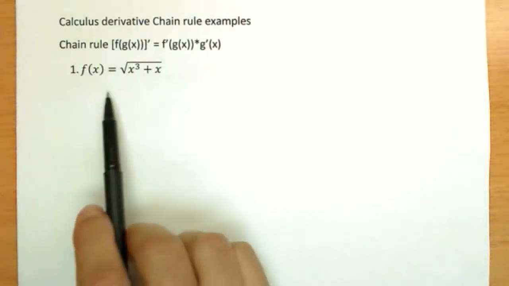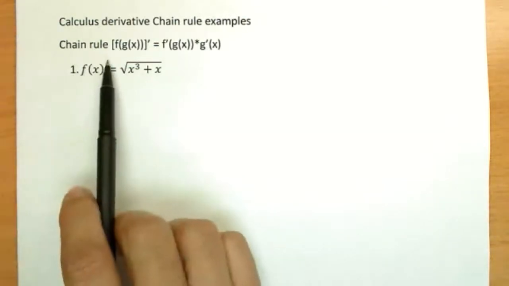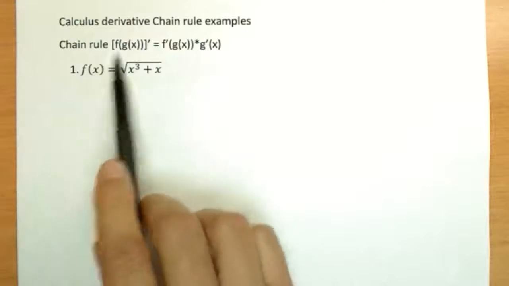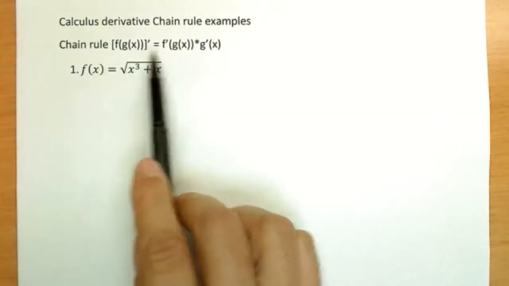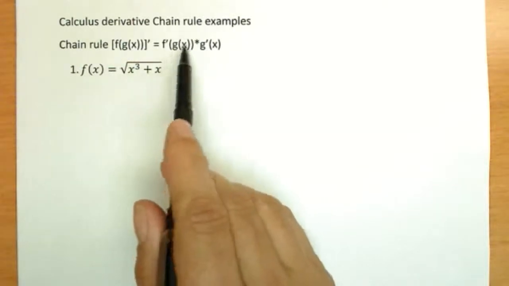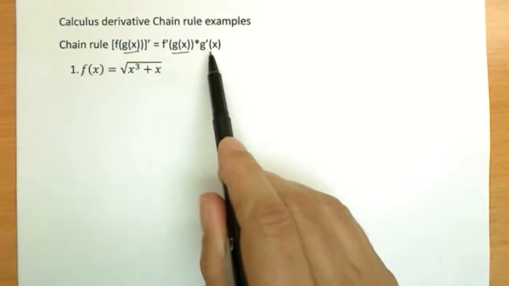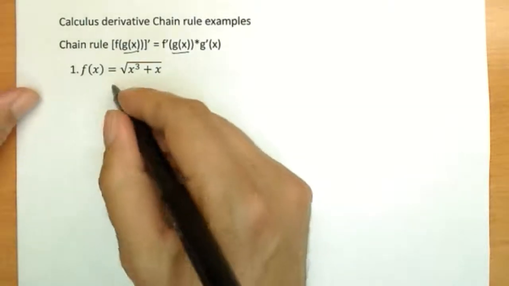So here's our question. F of x is the square root of x cubed plus x, and we're going to take its derivative. We're going to use the chain rule. Chain rule is the following. The derivative of f of g of x is the derivative of f applied to g of x. Notice this isn't g prime in here, this is just g, so we do not change g, times the derivative of g of x. So let's see how this would apply.